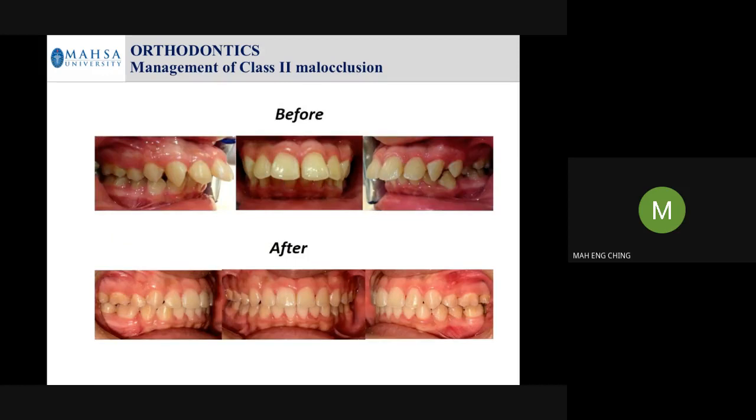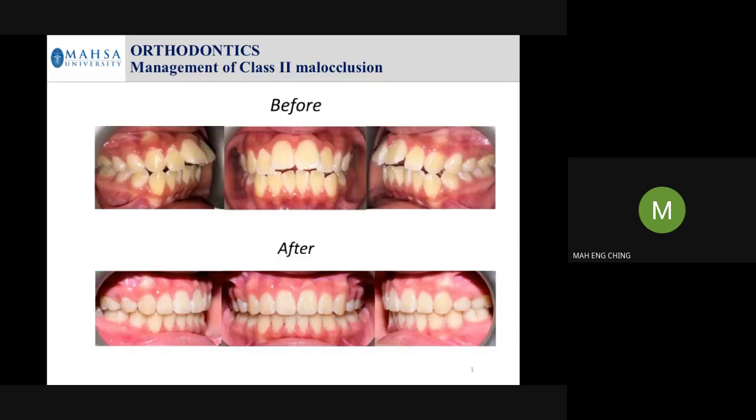Okay, for this example, you can look at the picture. The upper incisor is so proclined. So we end up taking out 2 upper premolars, and we're getting about 7 millimeters of space on each side. Then by using this gap or space, you can push the upper incisor backward quite a bit. By doing that, you achieve what we call a class 1 incisor relationship.